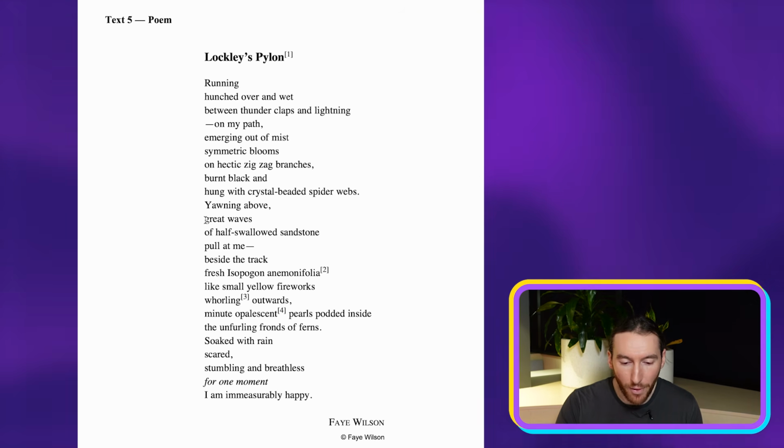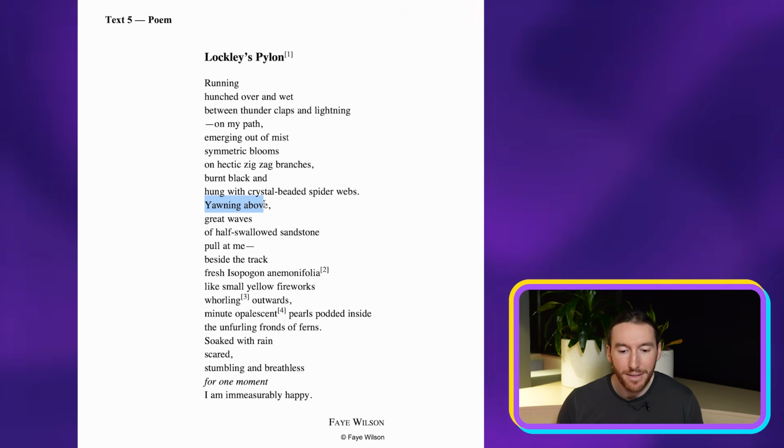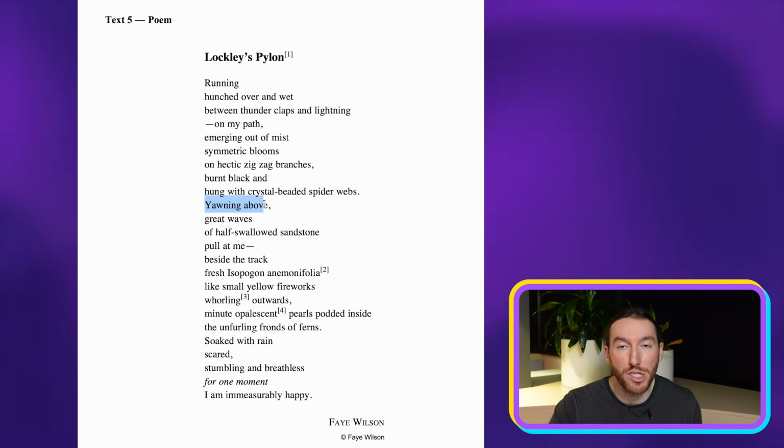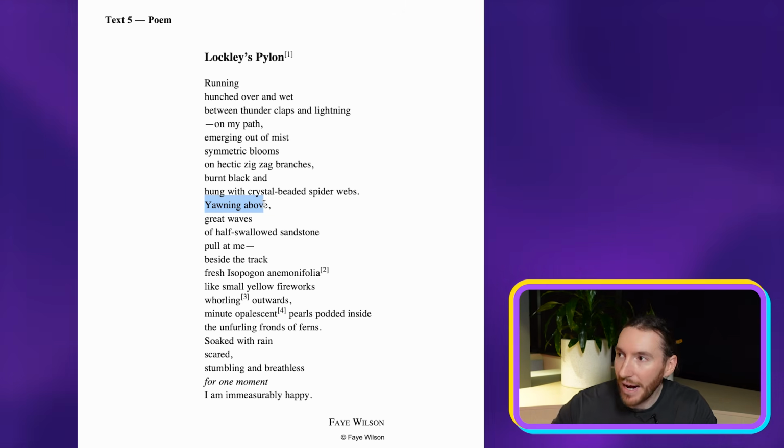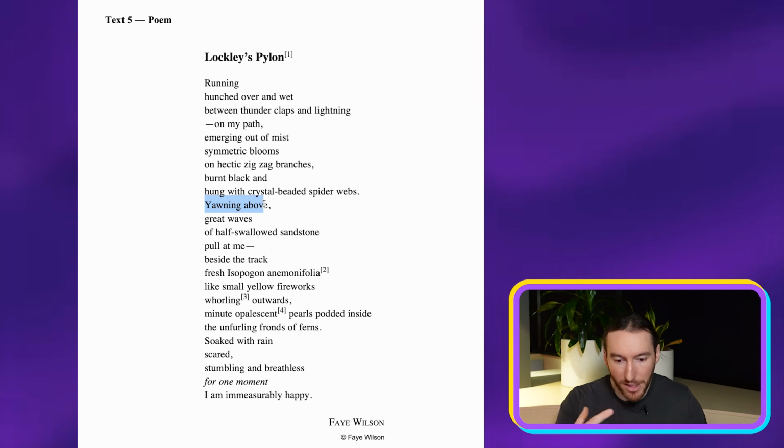So "yawning above, great waves of half-swallowed sandstone." Yawning above, it's personifying the environment. So the environment is coming to life. Personification, coming to life. See how those things connect? Amazing. So you could experience joy at witnessing nature come to life despite the physical discomfort you might be experiencing.